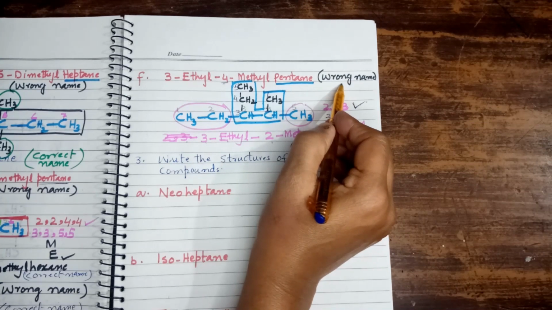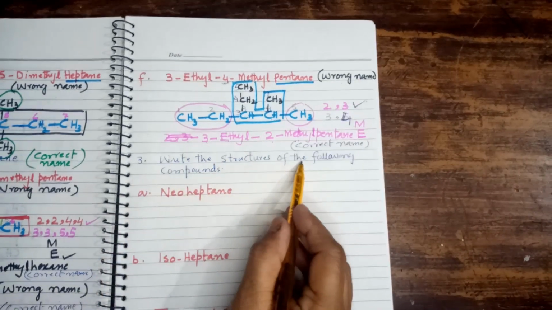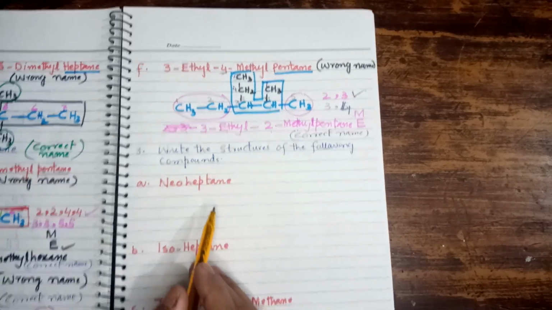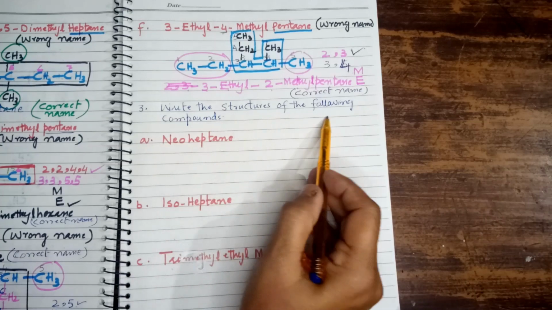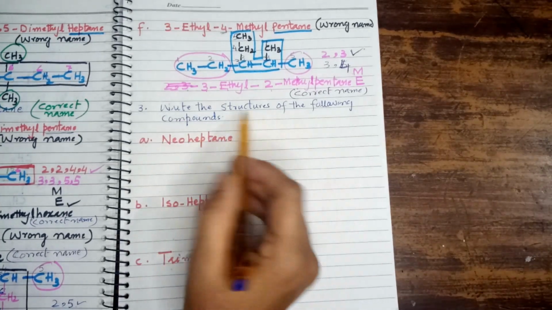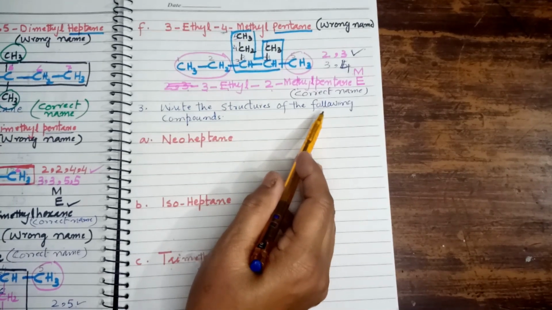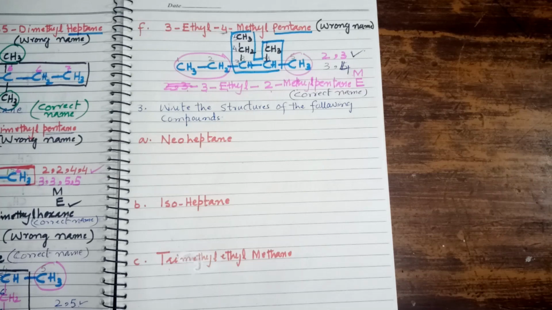Now we have done question number 2 of the activity given at the page 6. After that, question number 3 is given to us. What is the question, students? Let's see. Write the structure of the following compounds. Here the common names are given and we are asked to write their structures. Right, students? Now we are starting.